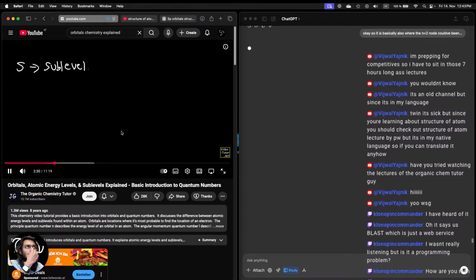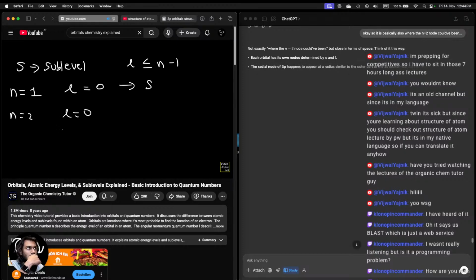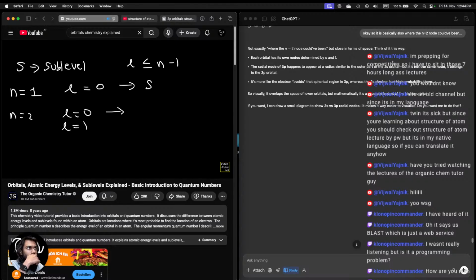Now let's talk about the relationship between n and L. L is always less than or equal to n minus 1. So when n is 1, you can only have one value for L, that's 0, which corresponds to the s sublevel. Now when n is 2, L can be 0 or 1, but not 2. So in the second energy level, you can have the s sublevel and the p sublevel. In the third energy level, L can be 0, 1, or 2.